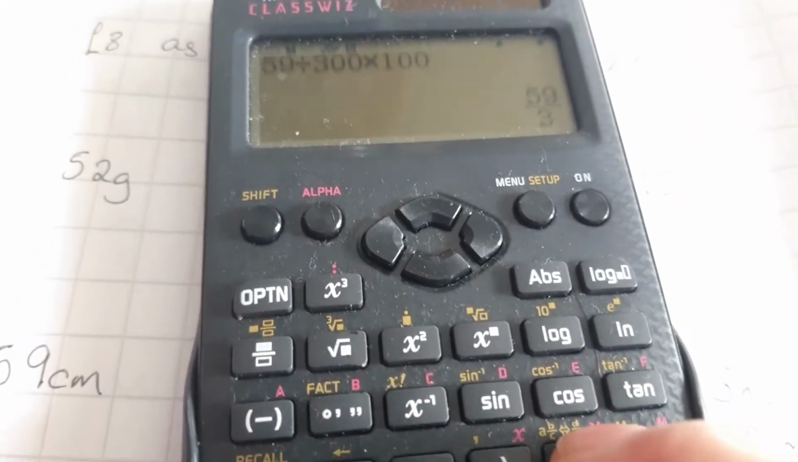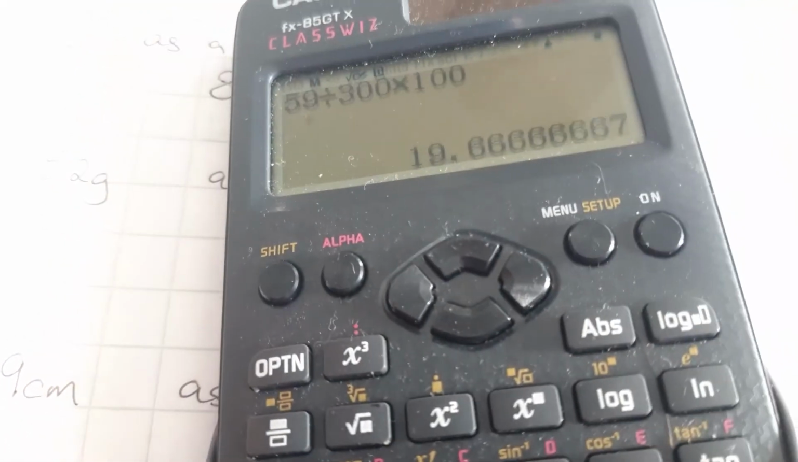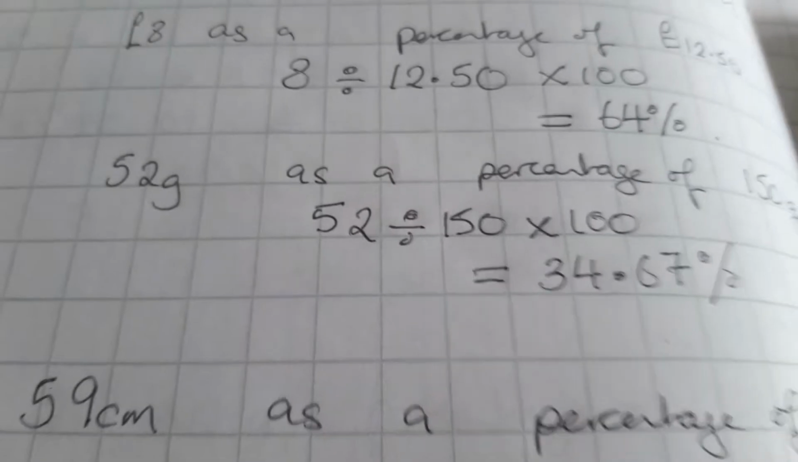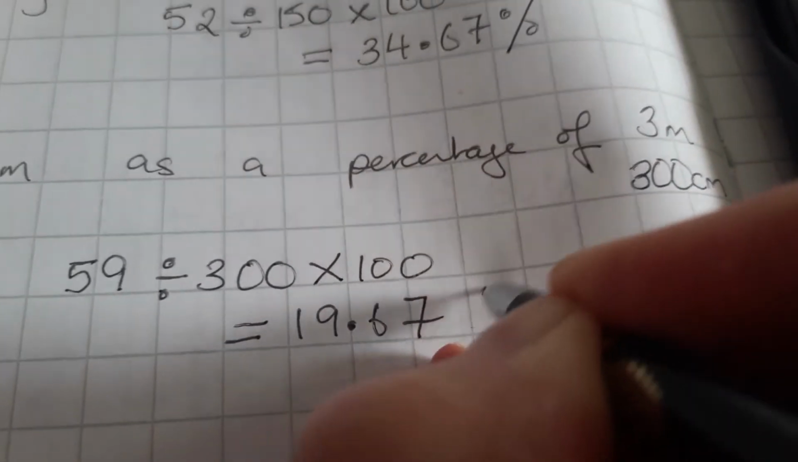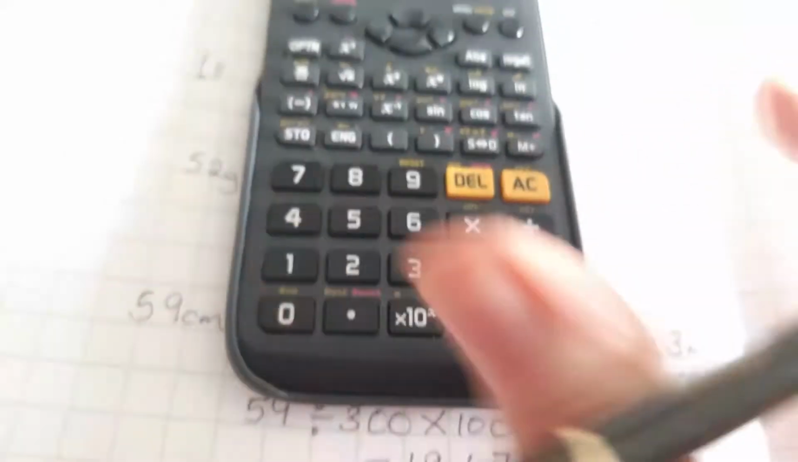And you get the answer 19.67. I don't know where all these sixes and sevens are coming from. 19.67%. Promise you it's not always all those sixes.